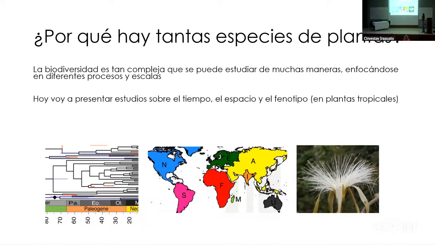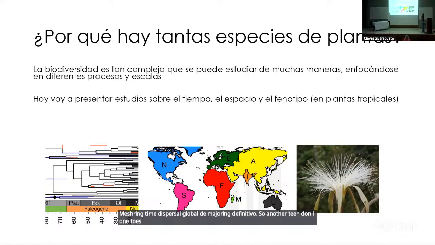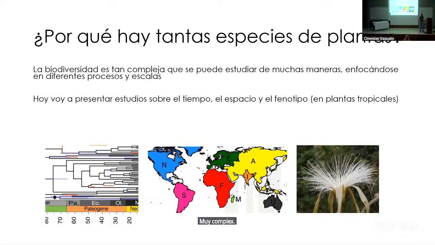Another thing that I want to stress now is that biodiversity is really, really complex. And so to understand biodiversity patterns and the processes underlying them, we can use different approaches. My approach is using phylogenetics and making independent analyses.